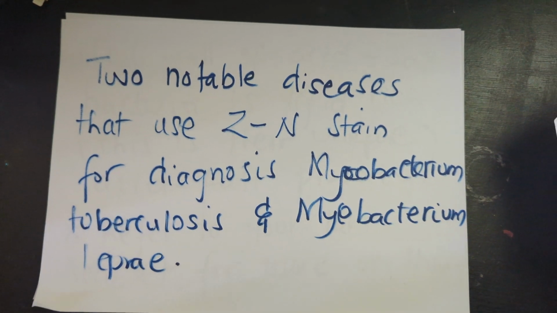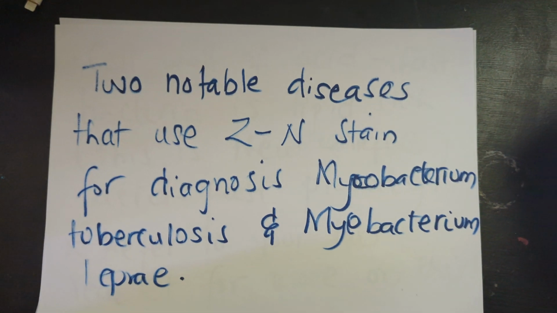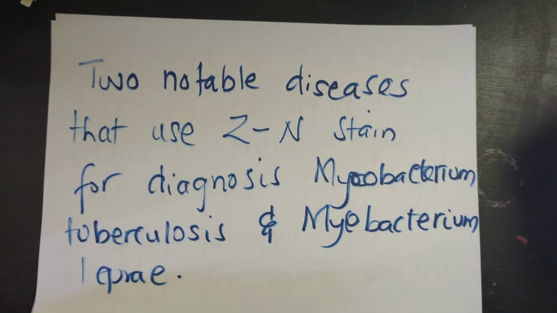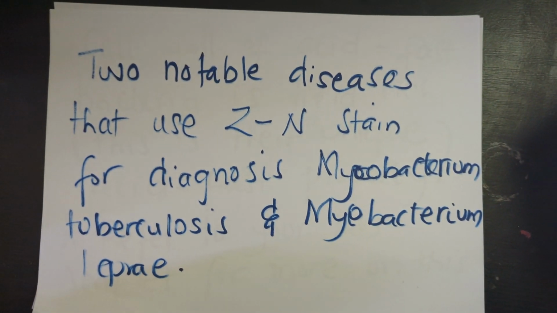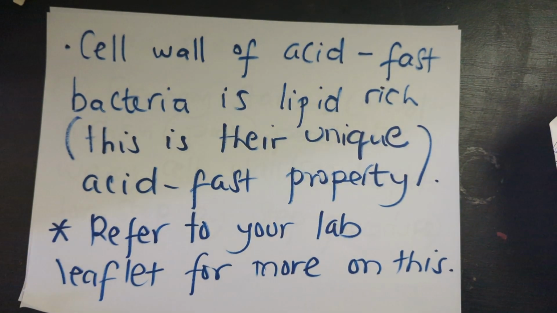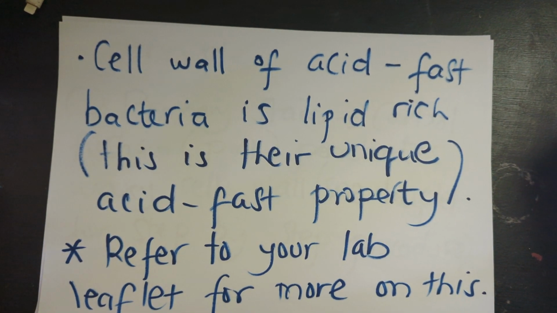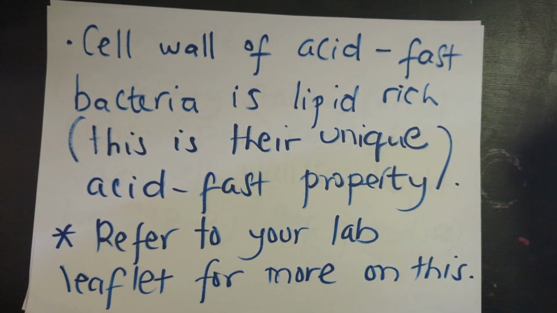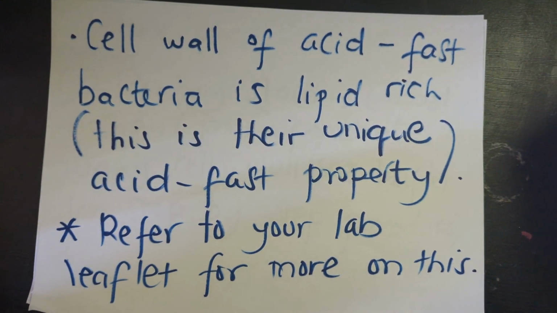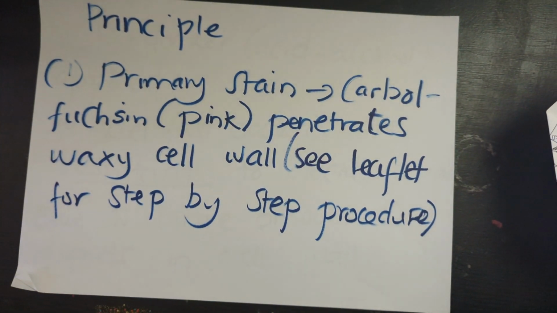And two diseases that we're able to diagnose using the stain are tuberculosis and leprosy, caused by Mycobacterium tuberculosis and Mycobacterium leprae. So the principle of the whole staining procedure is based on the property of the cell wall, which is lipid rich. You can just refer to your lab leaflet for more on this. There are some details in the leaflet.